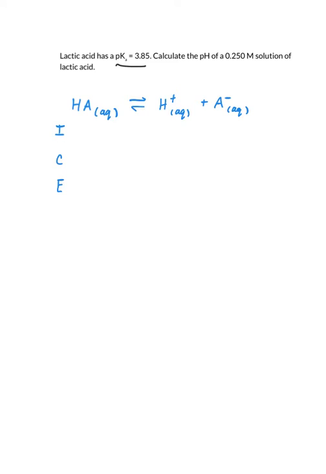To fill in our initial conditions, we know that the initial concentration of our acid is 0.250 molar, and before it starts to dissociate, there's 0 H+, 0 A- in solution. Therefore, this reaction progresses by losing some HA, gaining some H+, gaining some A- in stoichiometric equivalent amounts, so that by equilibrium, there's 0.250 minus X, and X amounts of each of these things.